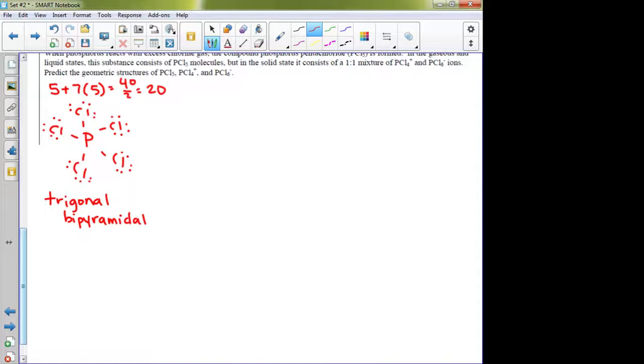All right, that means how many bond angles are going to be? Try. What are the bond angles going to be for the trigonal part? 120. 120. And what's the bond angle going to be for the bipyramidal part? 90. Okay, I know that question didn't ask us that. I'm just trying to give you practice.